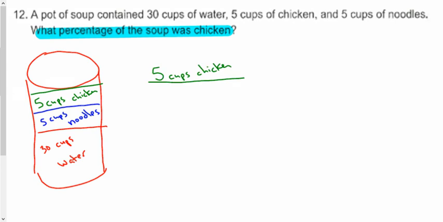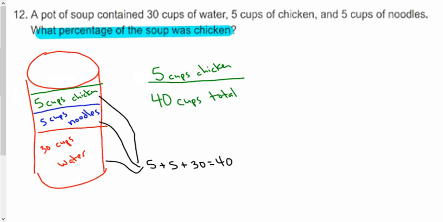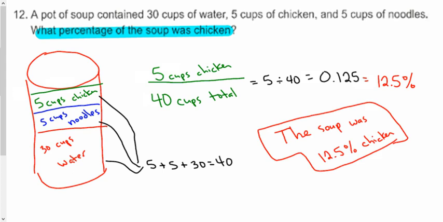Well, we got 5 cups of chicken. What goes on the bottom? The total. So you add up everything that's in that pot. 5 plus 5 plus 30 is 40. So 40 cups goes on the bottom of that fraction. 5 divided by 40 is 0.125. So it's 12.5%. The soup was 12.5% chicken.